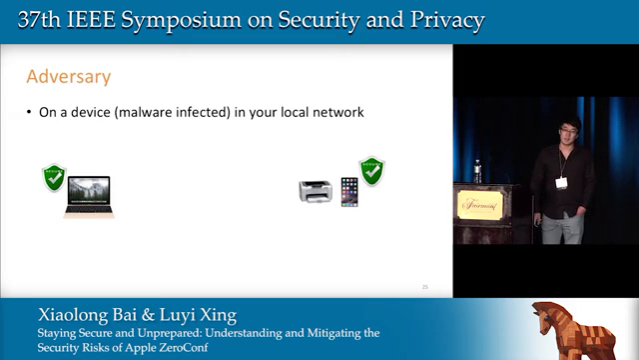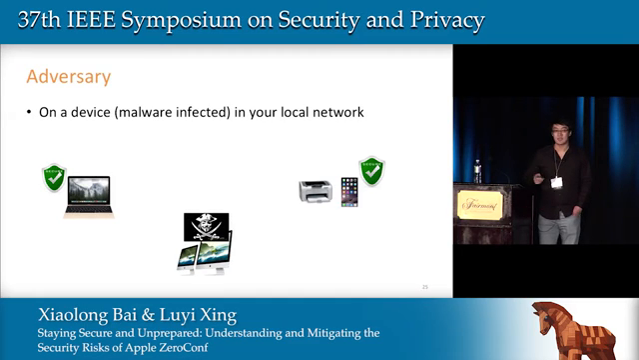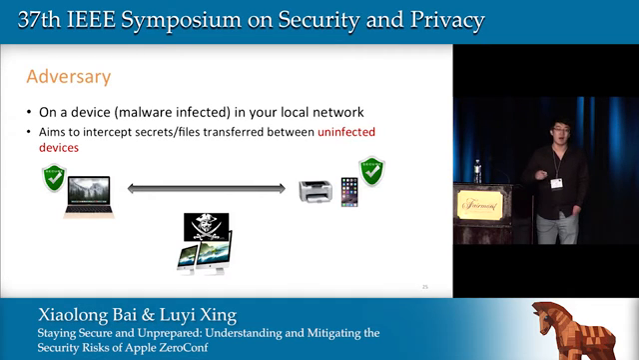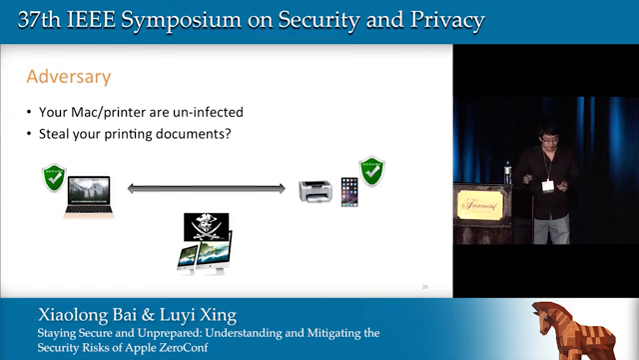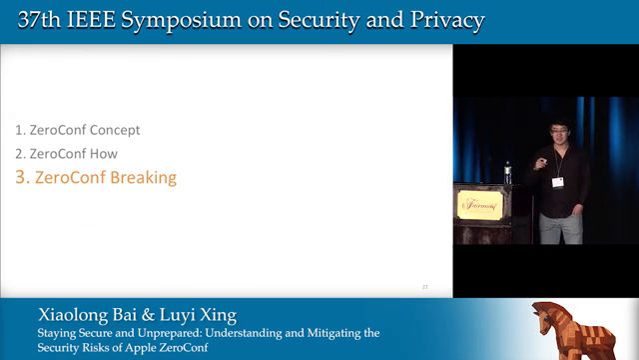So our adversary. In the network, you always have uninfected devices. We assume the attacker has control of one device in this network. The attacker aims to intercept secret files transferred between those uninfected devices. So in our previous example, the Mac and printer are uninfected, and the adversary wants to intercept the printing documents.